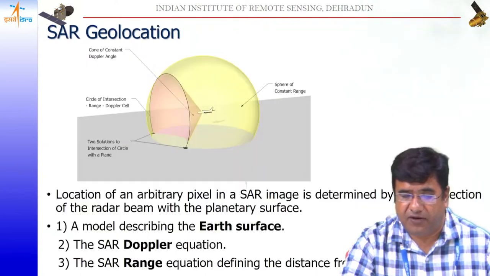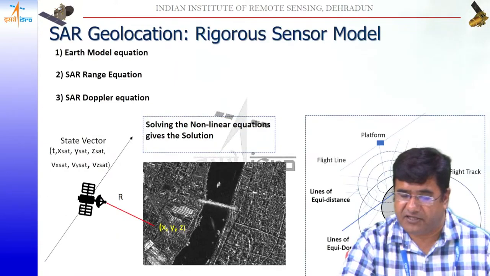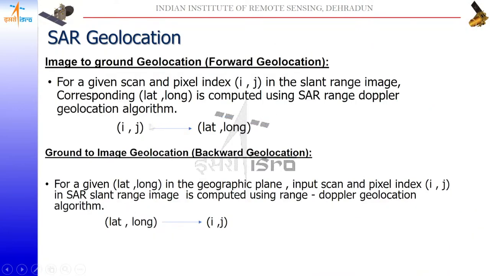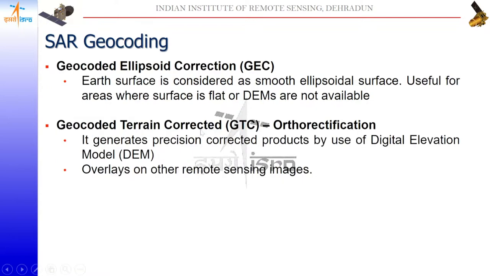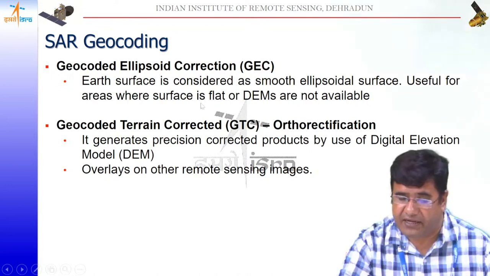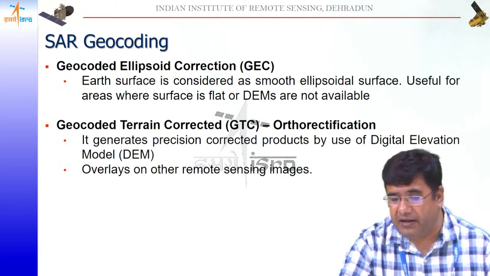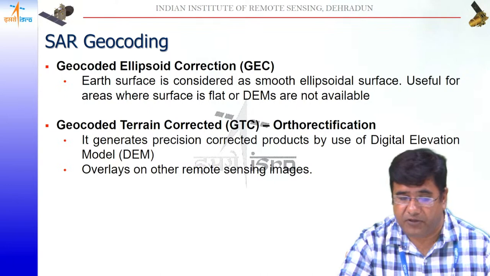So how to convert? There are two methods. First we have to attach the ij to the lat long, meaning for a particular ij we do this process of geolocation, tagging a particular pixel with a latitude and longitude. Then we can use either the average height or digital elevation models to convert from the sensor geometry to the map geometry.